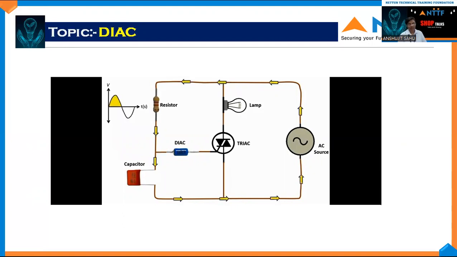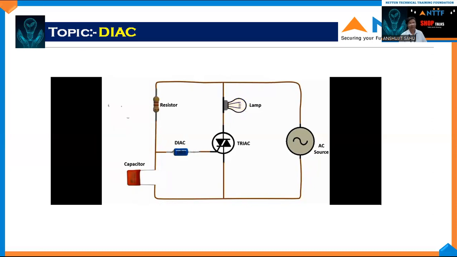I want you to pay attention to the positive and negative polarity values on the capacitor pins. When the capacitor voltage reaches the breakover voltage level of the diac, for example 30 volts, the diac starts to flow current and triggers the triac from the gate pin. When the triac is triggered, current starts to flow through the lamp and the lamp lights up. Then the lamp goes out again at the zero point of the alternating current.